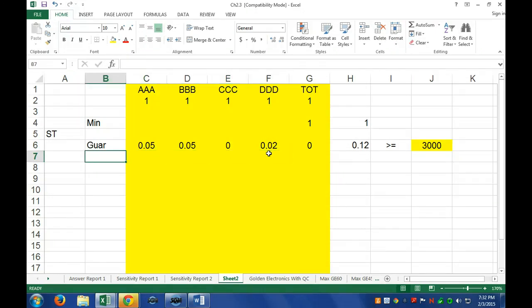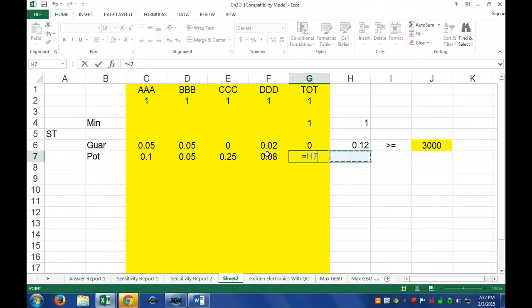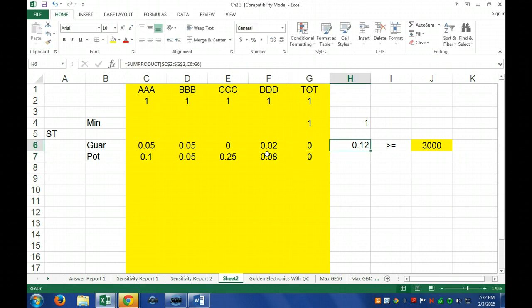And let's see, my potential. Remember, we're focusing on coefficients. We have 0.1, 0.02, 0.05, 0.25, and 0.08. And that's zero for now. That's zero. And that has to be greater than or equal to 12,000.